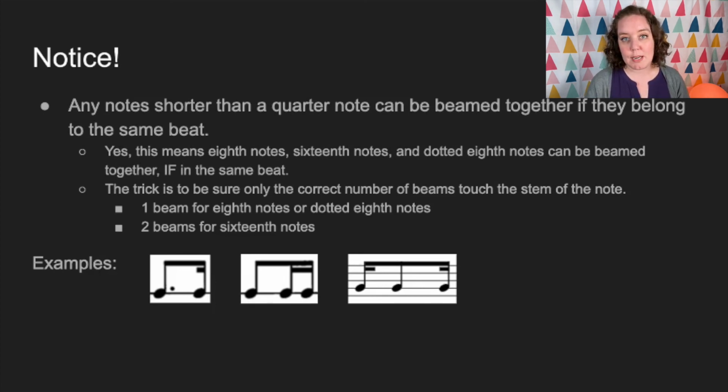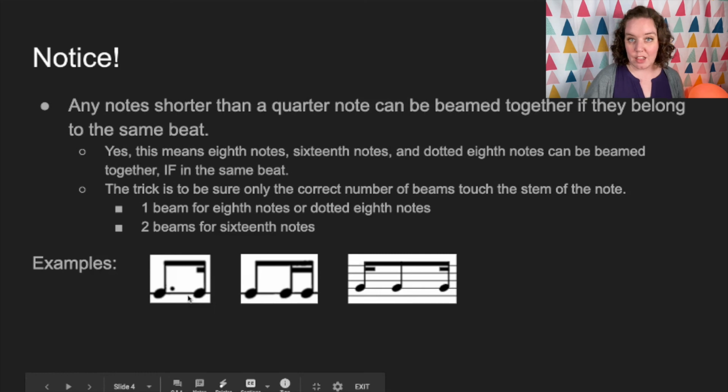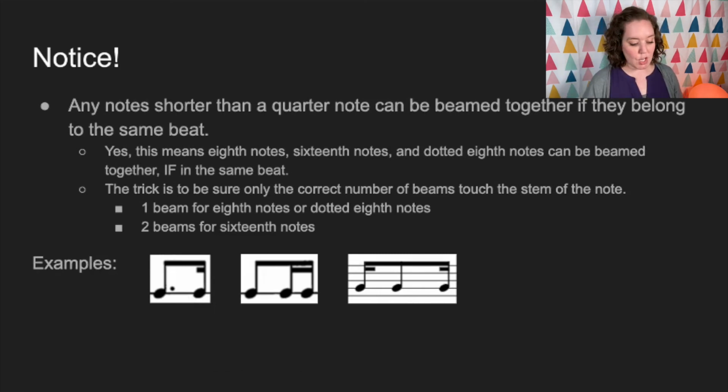You just really have to make sure you have the correct number of beams attached to the stem of the note. So for instance, if you have an eighth note, you need to have 1 beam attached to the stem. If you have a 16th note, you need to have 2 beams attached to that stem. As you can see down here, we've got a dotted eighth note, which would have 1 beam, and a 16th note, which would have 2 beams. So we have this little extra tail of a 16th beam there attached to that stem so that you know that there's 2 beams touching it.